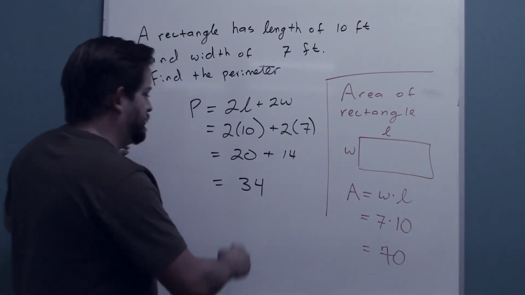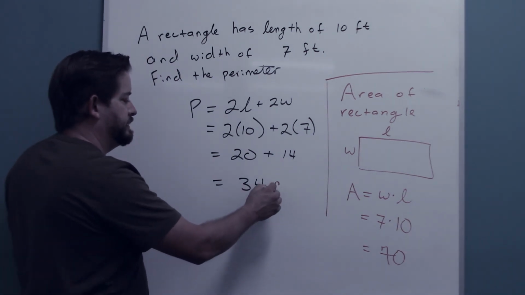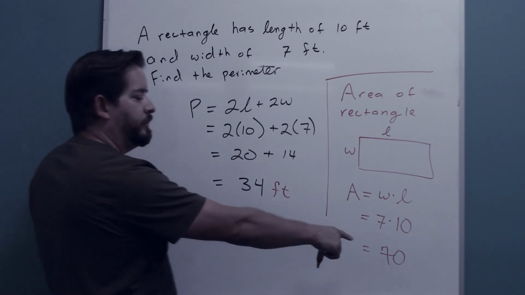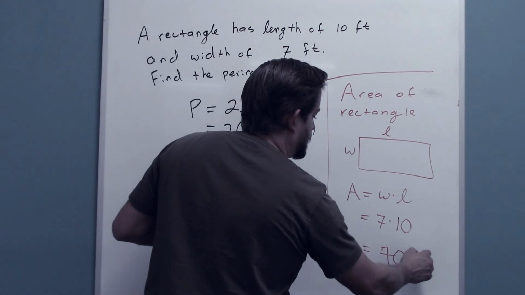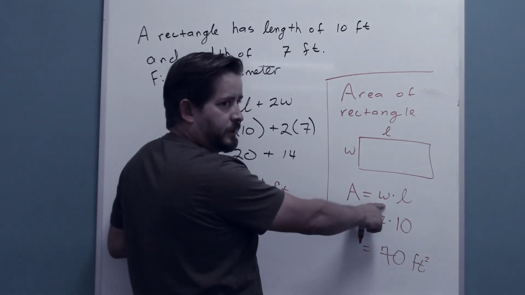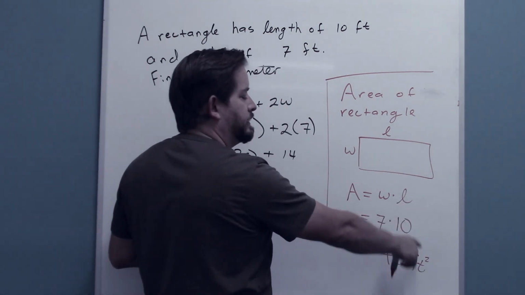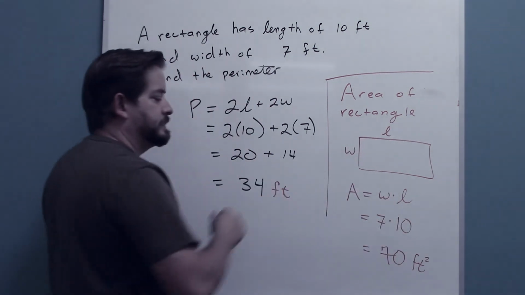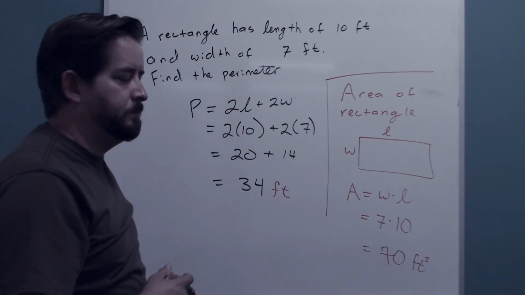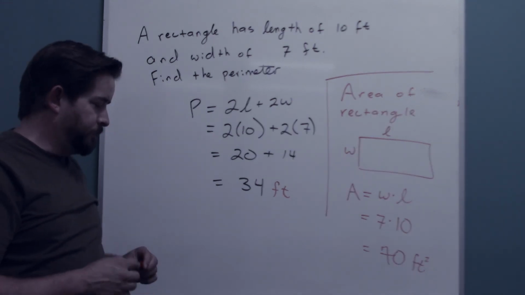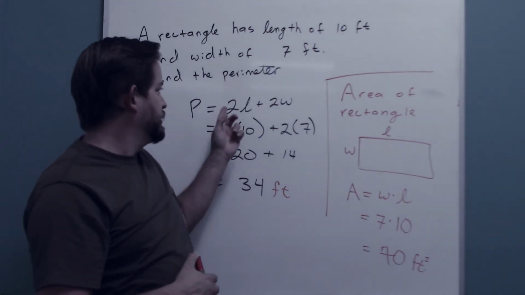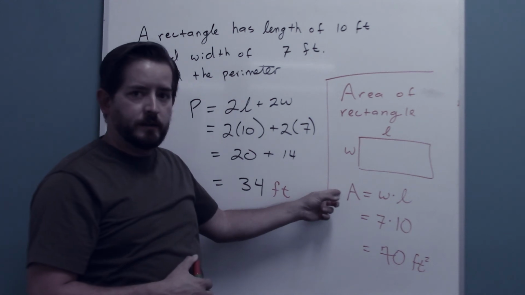When we're talking about perimeter, this would just be feet. When we're talking about area, this would be feet squared, because there's a foot unit in the width and a foot unit in the length, and to have the square indicates that it's a two-dimensional measure, right? And there we have it. We have two formulas then for rectangles, one for the perimeter and one for the area.